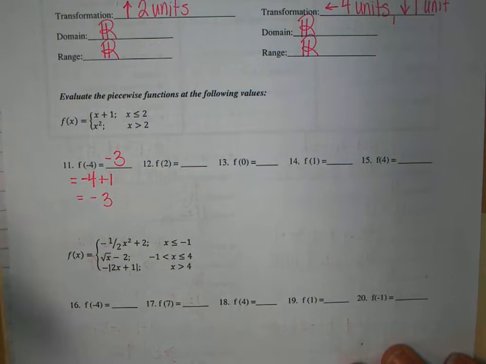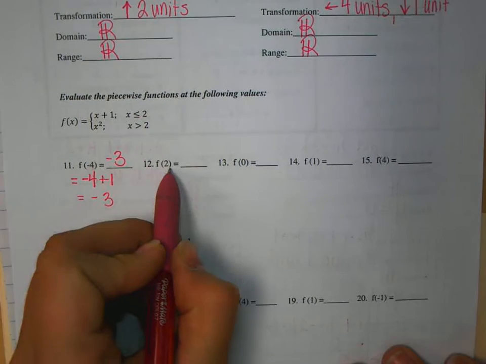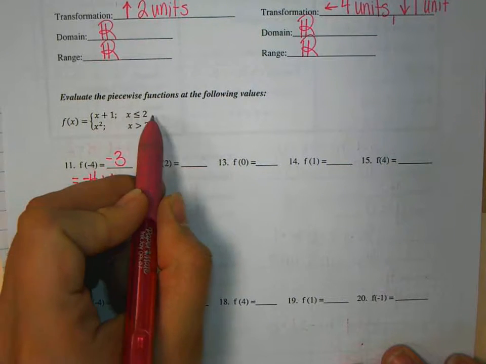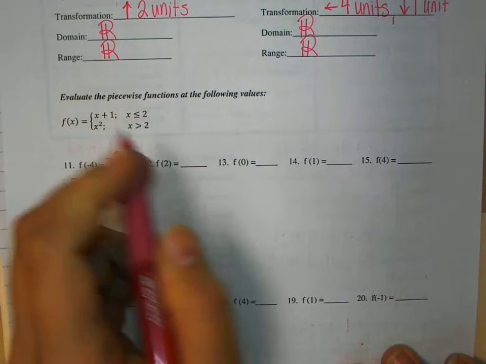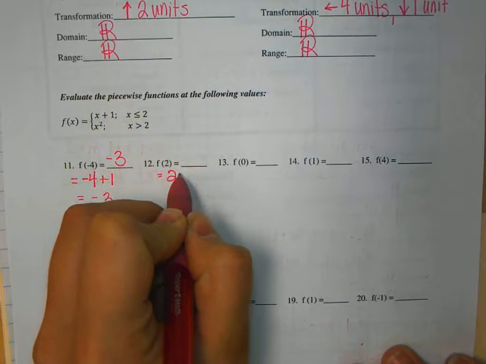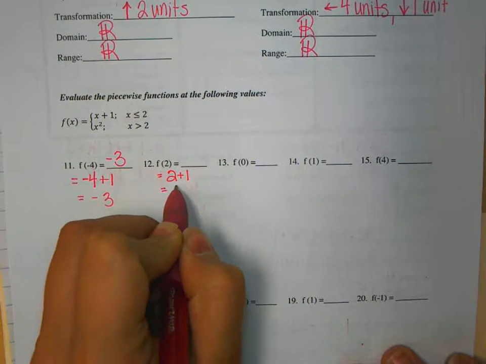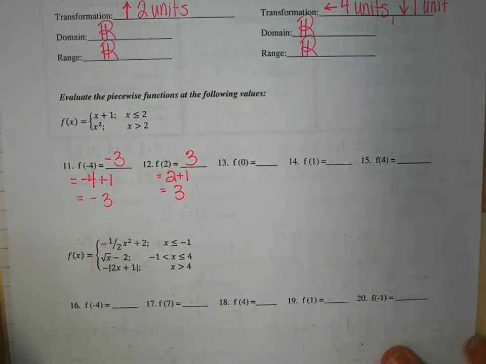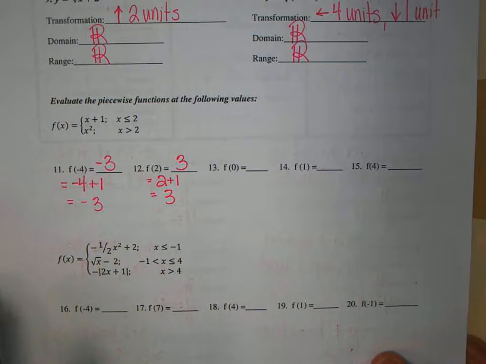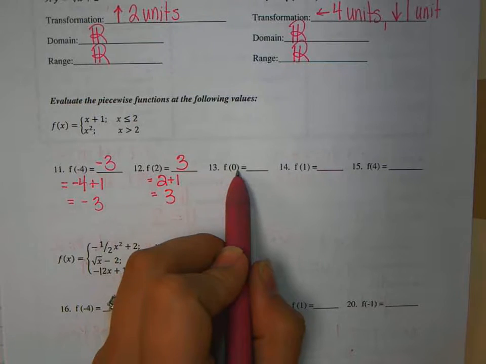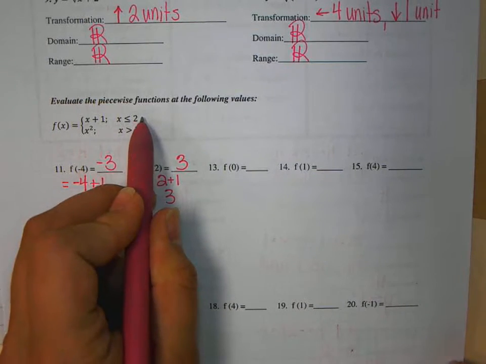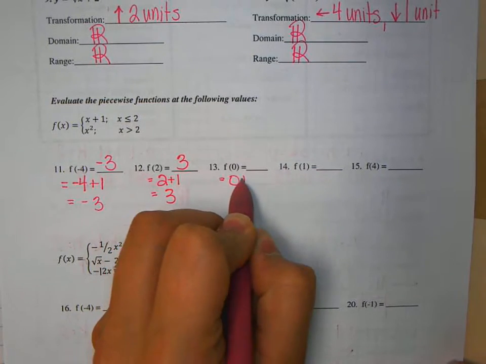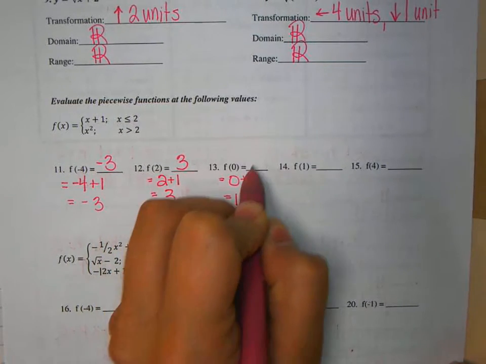Do the same thing. Number 12, f of 2. Is 2 less than or equal to 2? Well, 2 is equal to 2, so I'm still using this function. So now I've got 2 plus 1, and 2 plus 1 gives us 3. Number 13, f of 0. Is 0 less than or equal to 2? Yes, it is. Still using this function. 0 plus 1, and 0 plus 1 is 1.